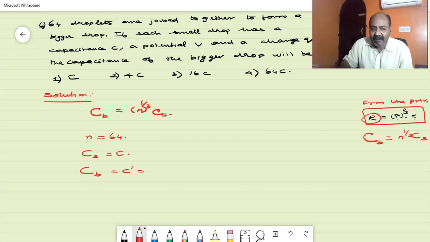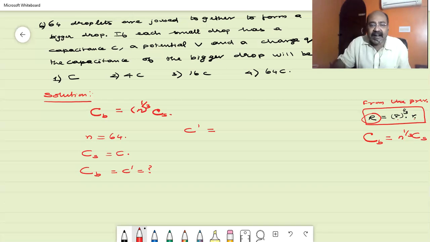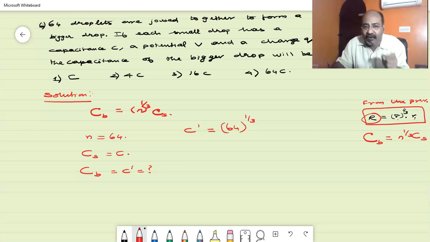What is that value? For simplicity, I have written it as C dash. So take these values and substitute it here. Capacitance of the bigger droplet is C dash, which is equal to the number of droplets that have been joined together to form a bigger droplet, considered to be 64. So 64 to the power of 1 by 3, the cube root of 64, we have to take, multiplied with the capacitance of the single droplet, taken to be C.